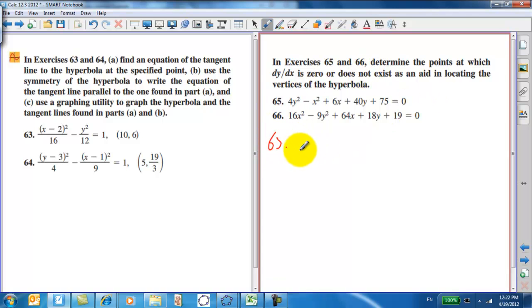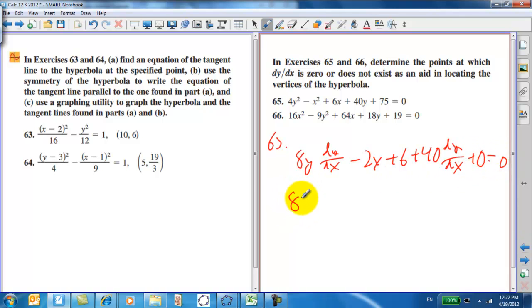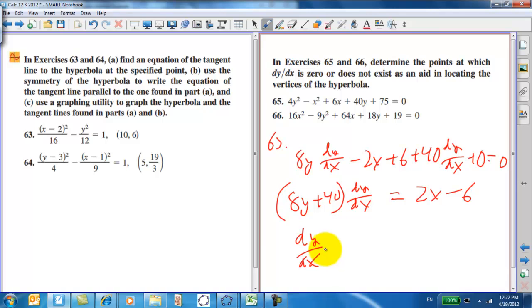We go ahead and start taking the derivative, and it's 8y dy/dx minus 2x plus 6 plus 40 dy/dx plus 0 equals 0. And it's actually a much easier equation because we get basically (8y plus 40) times dy/dx. And let's put this stuff on the other side, 2x minus 6. So we get dy/dx equals 2(x-3) over 8(y+5), or (x-3) over 4(y+5).